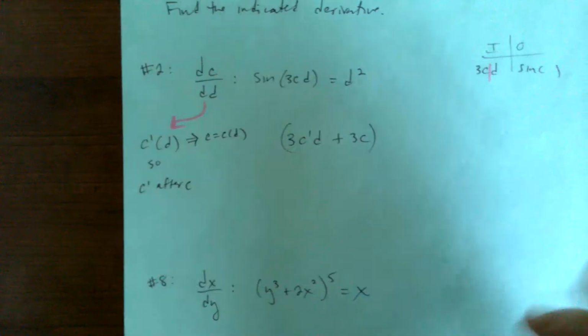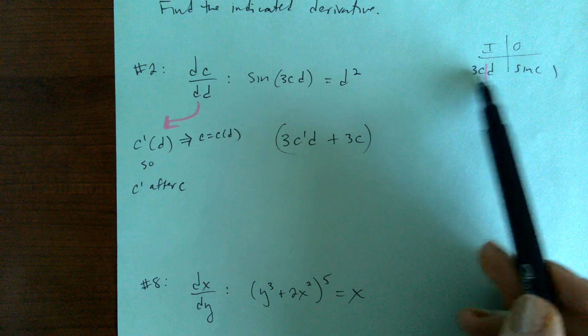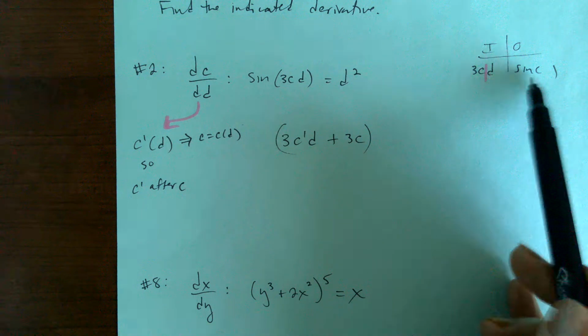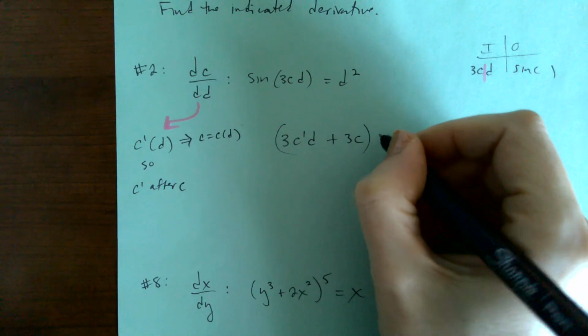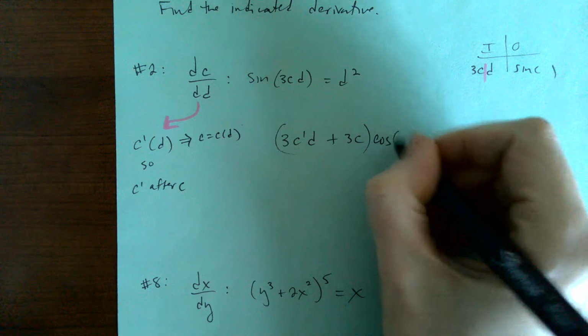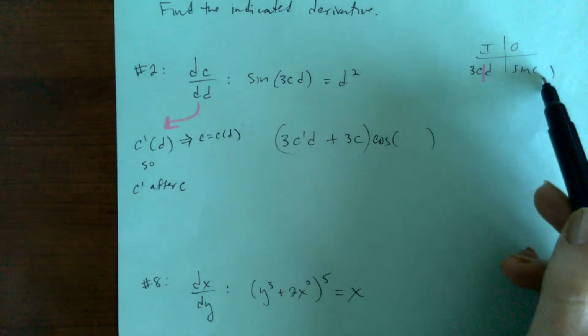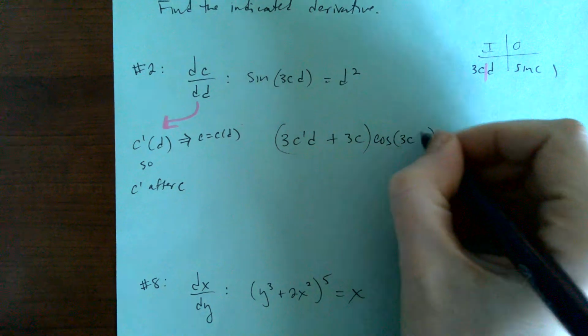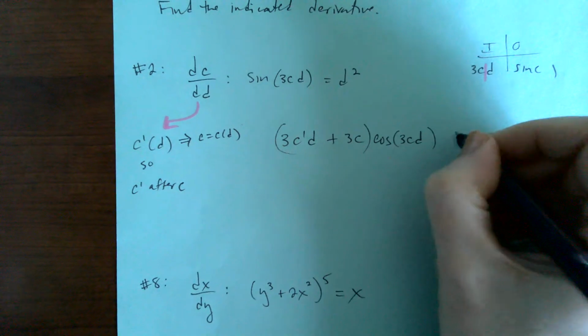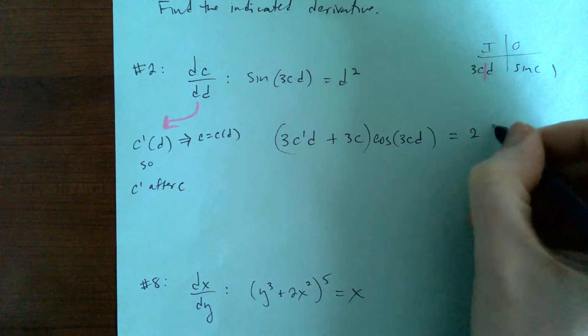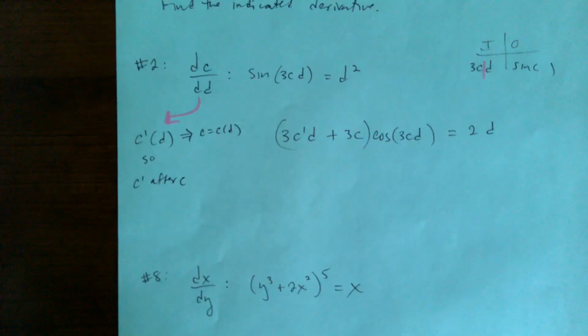I'm putting parentheses around that because that's the derivative of this inside function. The derivative of the outside function is cosine of blank, but what goes back in the blank is what used to be in there to begin with. So 3cd is going back in there. Equals the normal derivative, which is 2d.